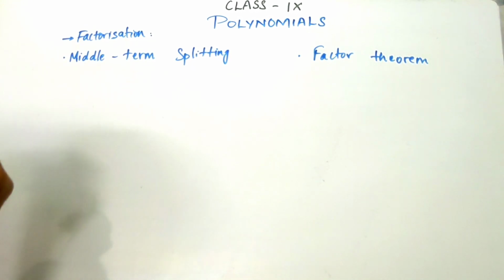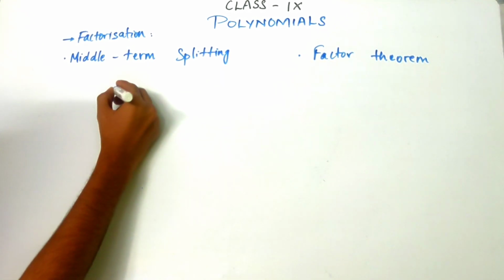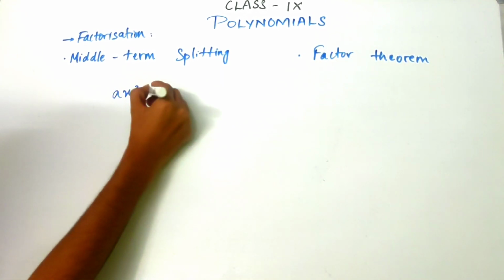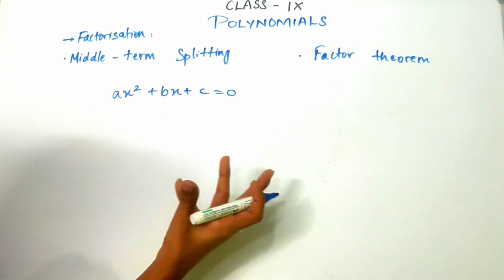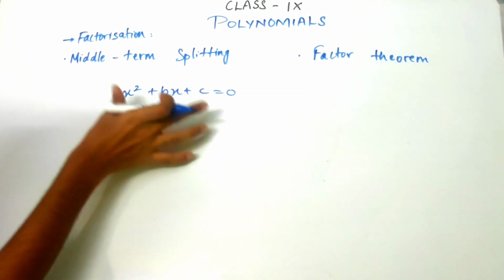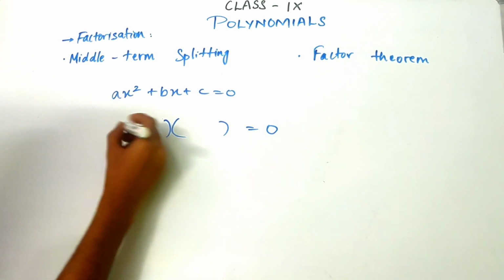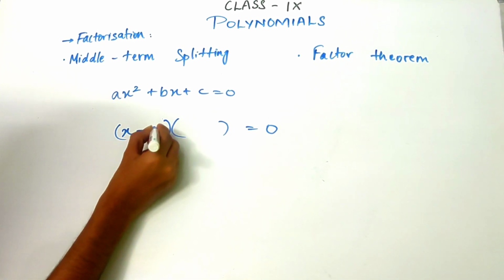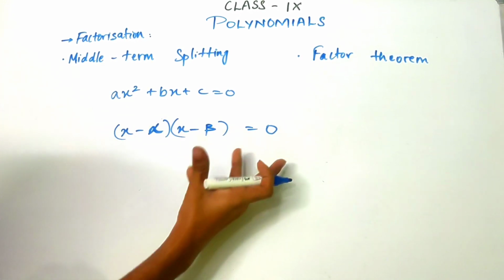So what is middle term splitting of factorization? Well, what is factorization first? If you are given a polynomial of this sort, ax square plus bx plus c, this is the general form of a polynomial or a quadratic equation. Using factorization, we can represent this polynomial in terms of products. So it will be something like x minus alpha times x minus beta.